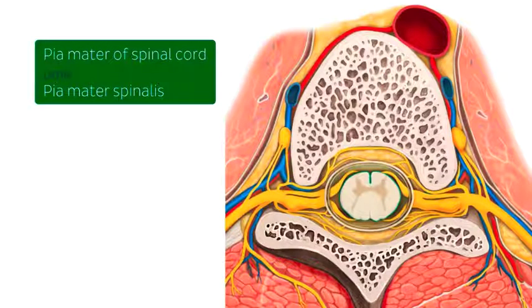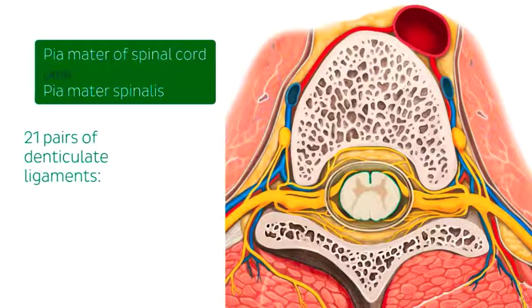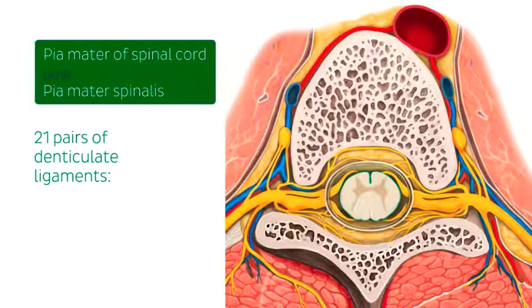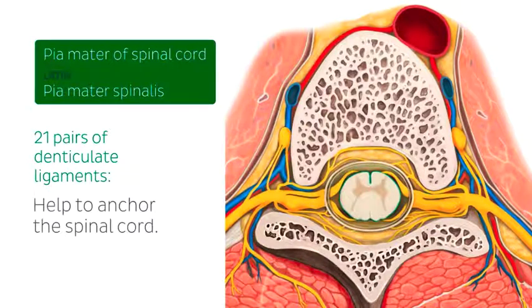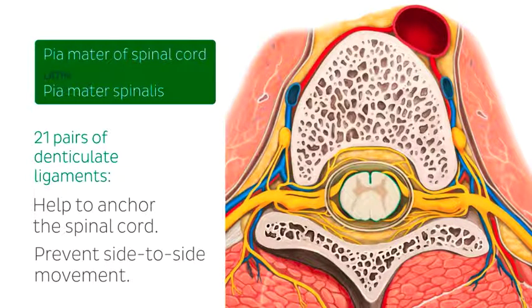To add here, the pia mater attaches to the dura mater through 21 pairs of denticulate ligaments that pass through the arachnoid mater and dura mater of the spinal cord. These denticulate ligaments help to anchor the spinal cord and prevent side-to-side movement, providing stability of this structure.